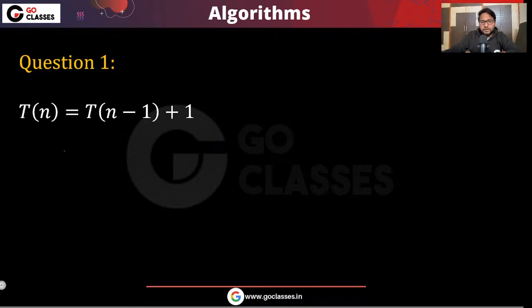Now let's see this question number 1. Can you solve this? Here, in all of the cases, I'm assuming T(1) = 1. The base case is 1. I'm assuming T(1) equal to 1.